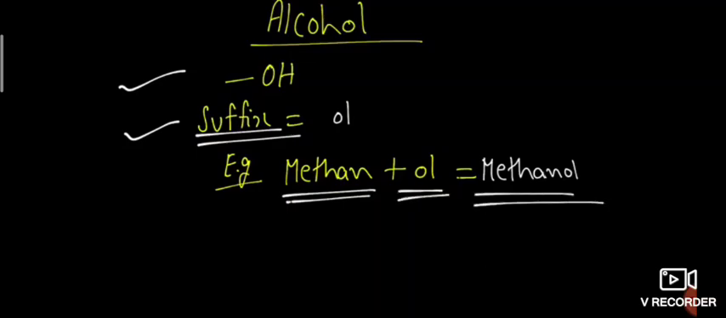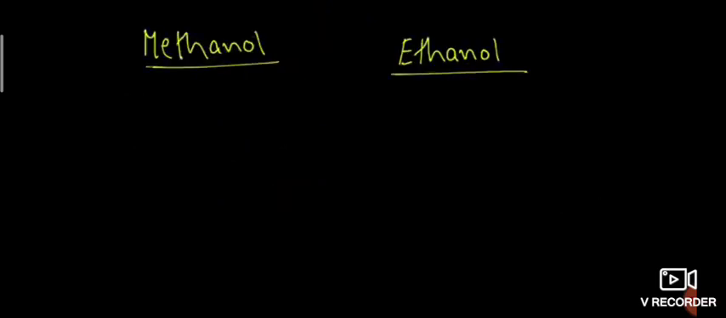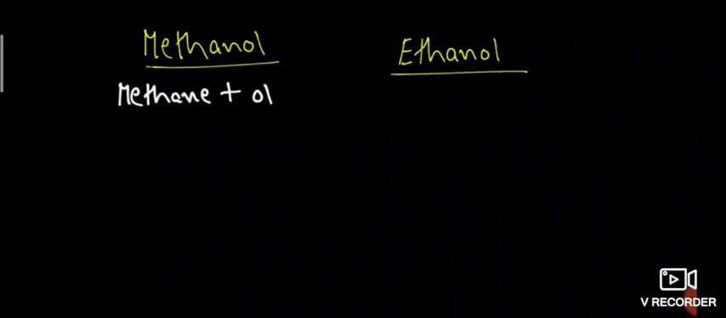So what is the formula of methanol? It contains methane, which means it contains one carbon, so OH should be there. In a methane group, you have to remove one hydrogen and add an OH group. What is the formula for methane? CH4. So you have to remove the letter E and add the letters OL. What is the functional group of alcohol? OH is the functional group of alcohol.